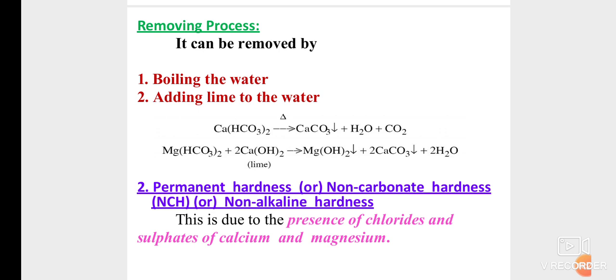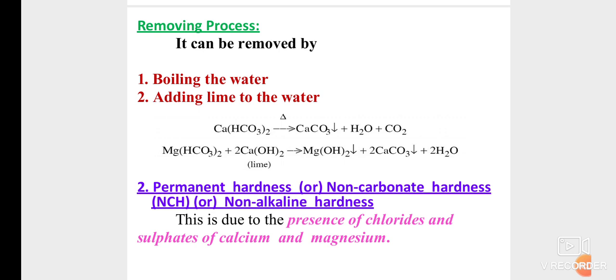Another method to remove the temporary hardness is by adding lime. Lime means calcium hydroxide. By adding lime to the water with temporary hardness, magnesium hydroxide precipitate and calcium carbonate precipitate are formed, along with water. These precipitates are easily removed from the water. So these are the temporary hardness producing salts. These are the two methods for removing temporary hardness: boiling, and adding lime.